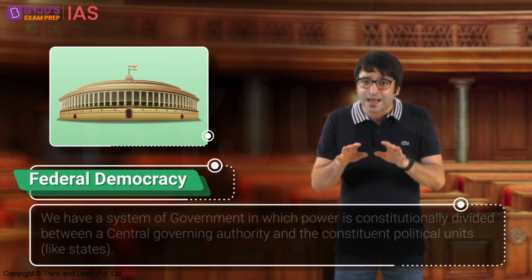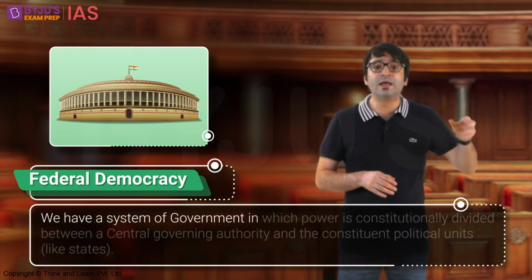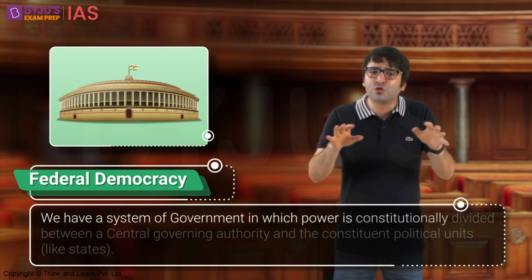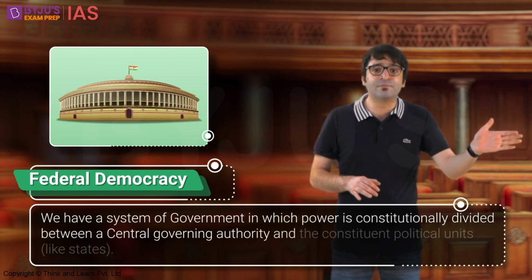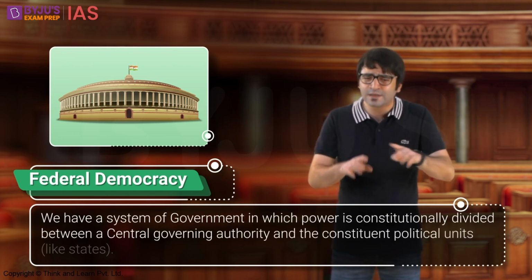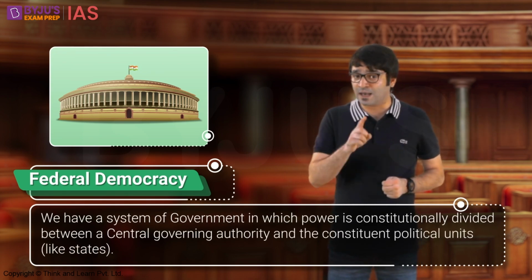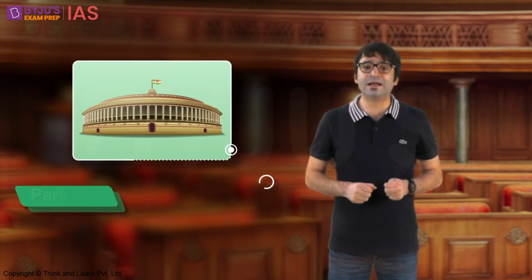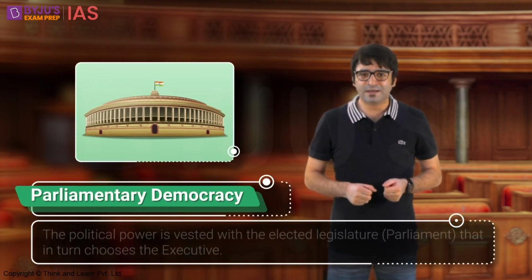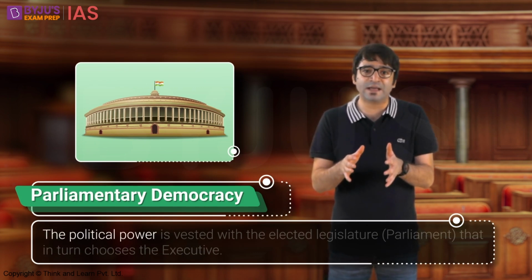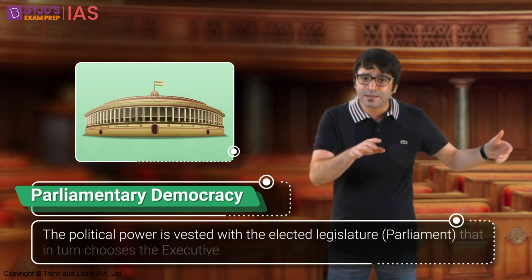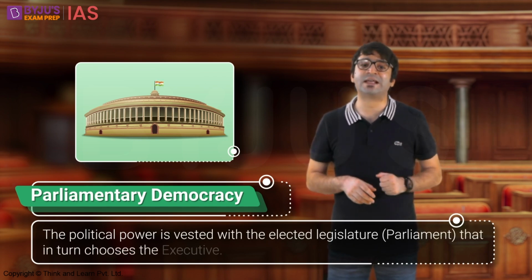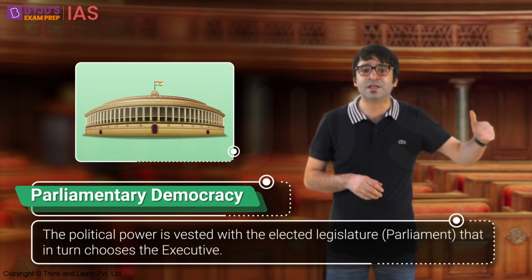Furthermore, India is a federal democracy. It implies that we have a system of government in which power is constitutionally divided between a central governing authority and the constituent political units, like states. And last but not the least, India is a parliamentary democracy. It implies that the political power is vested with the elected legislature, parliament, that in turn chooses the executive, the prime minister, and the ministers.